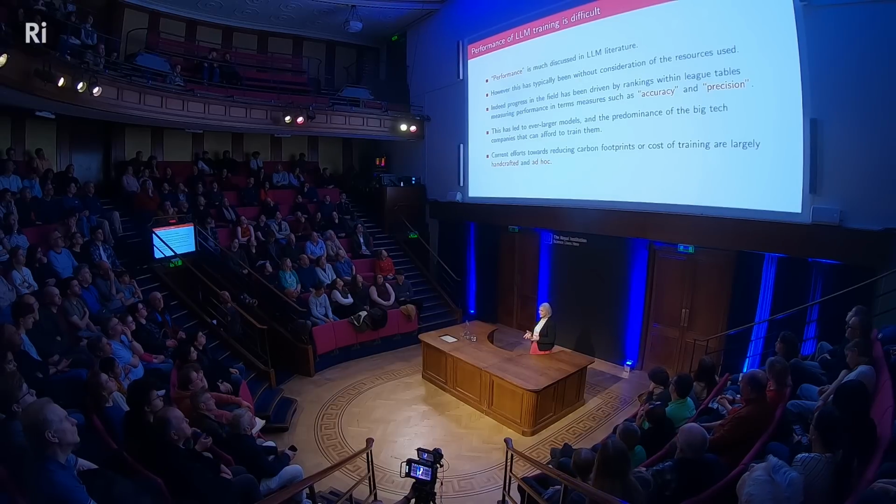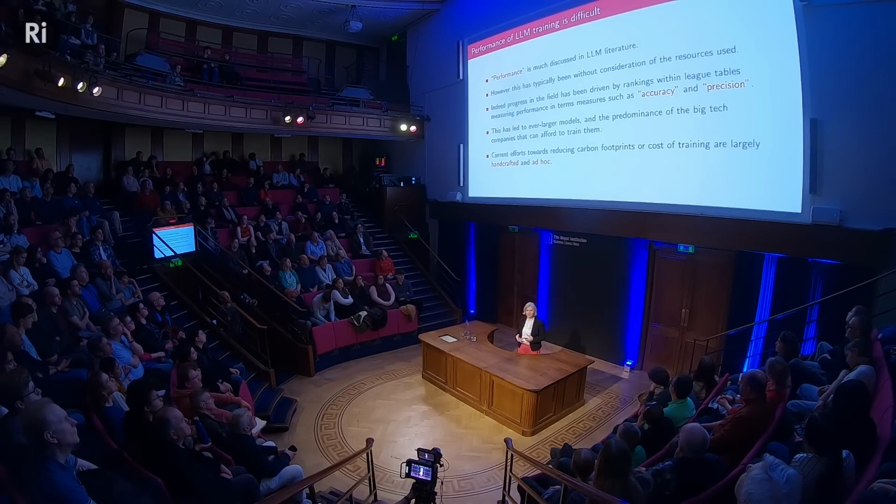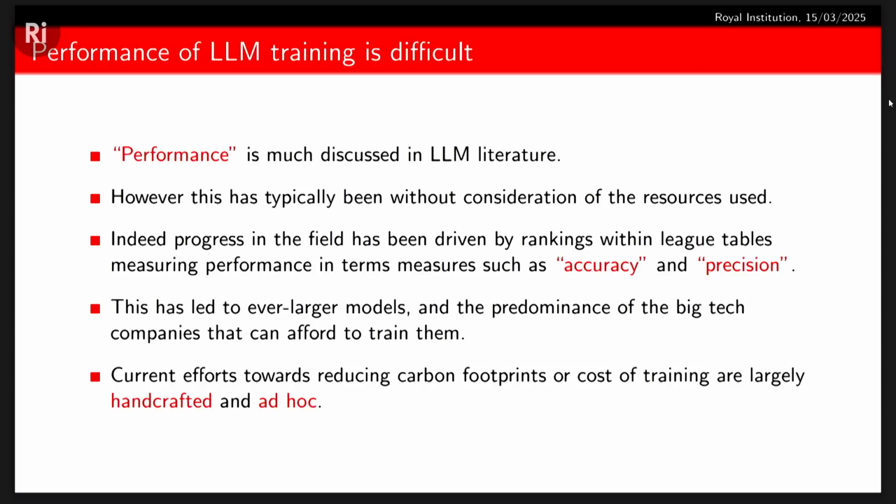So performance, when you look at their scientific literature about these models, is mentioned a lot, but as I said, always against these benchmarks of behaviour. So there's no consideration for resource. So how do they judge them?